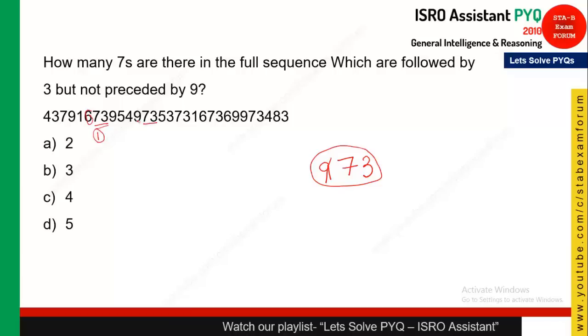Let's see the next. Since this is preceded by 9, we should ignore that. 3 7 3, yes, you should count, it is 2. Then this one you should count because it is preceded by 6, not 9. So this is count number 3. And if you go for this, it is again preceded by 9, so you should ignore. So we are left with 3. Option B, 3, is the right answer.